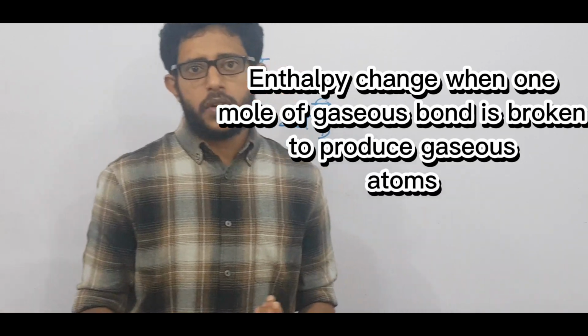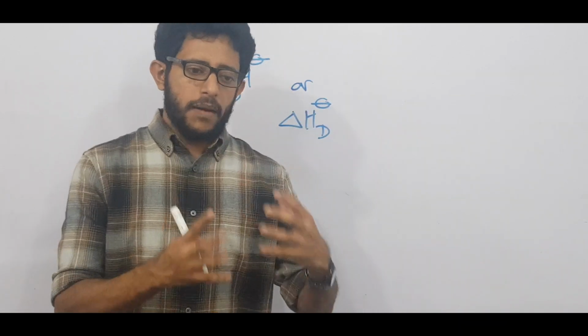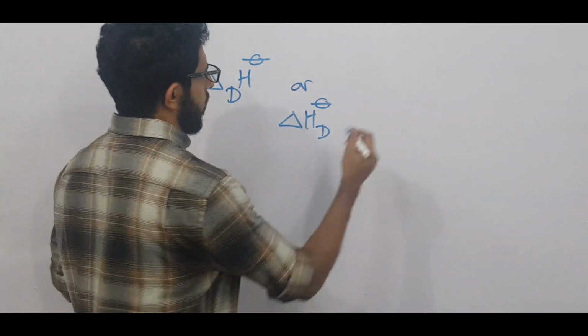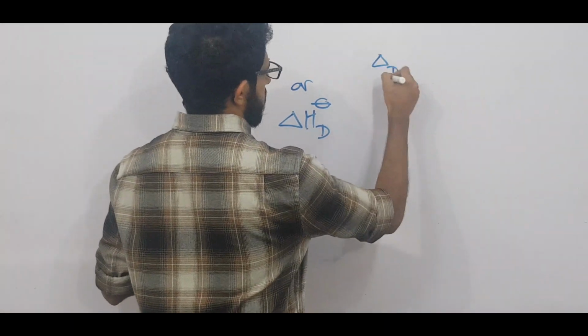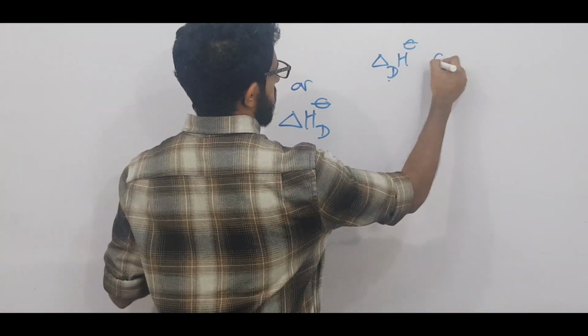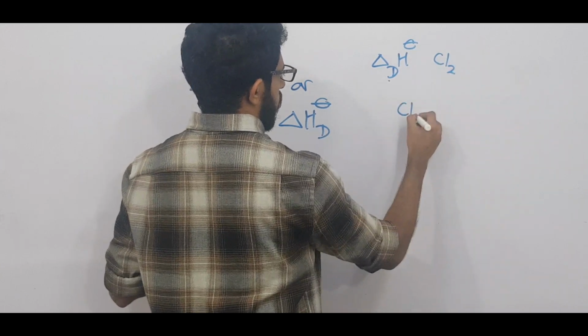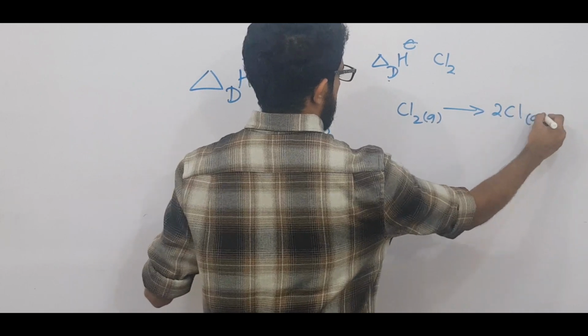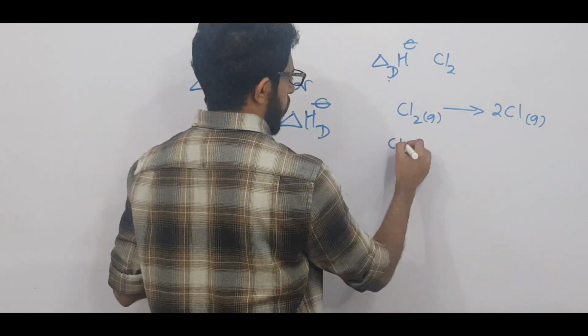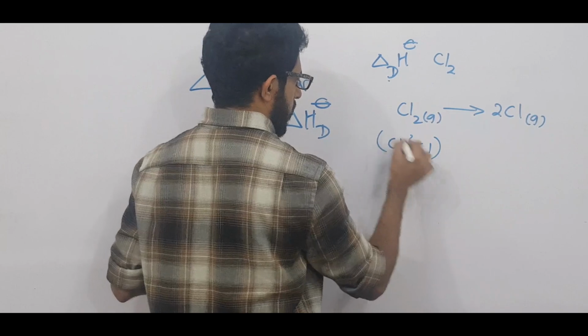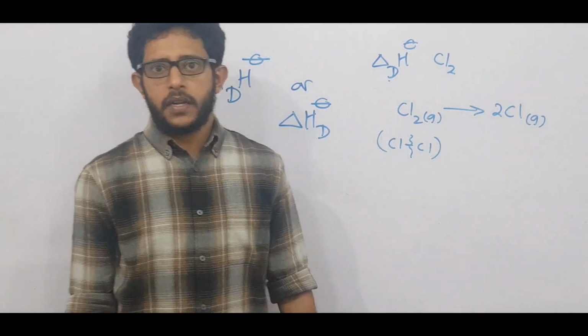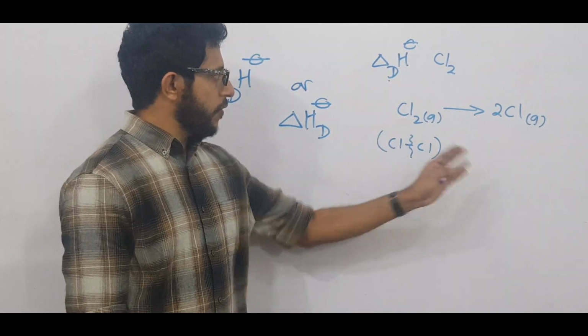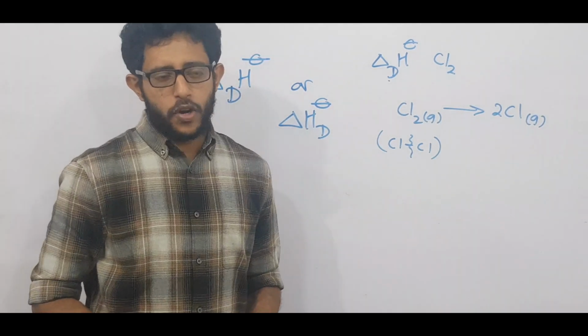So it is important to know it is the enthalpy change when one mole of gaseous bond is broken. For example, ΔH standard D for Cl2. That means chlorine gas is broken to produce two Cl gas atoms. The Cl-Cl bond is the one we break here, right? So this is the enthalpy change when one mole of chlorine gas is broken.